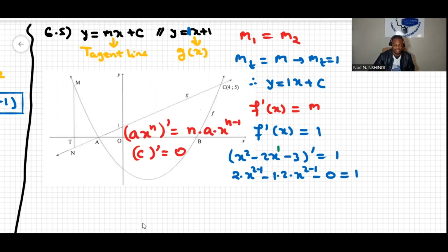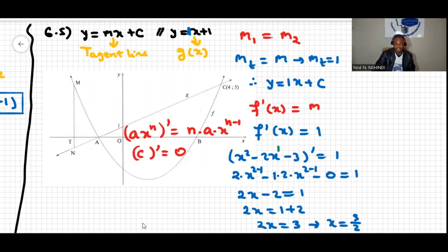Now this would make what? 2x minus 2 equal to 1. Okay, we can now find the x value. If we move, that makes 2x equal to 1 plus 2, and then 2x equal to 3, and then x will be equal to 3 over 2. So this is the x coordinate at the points where we have the tangent line.